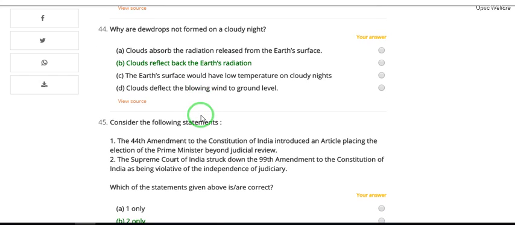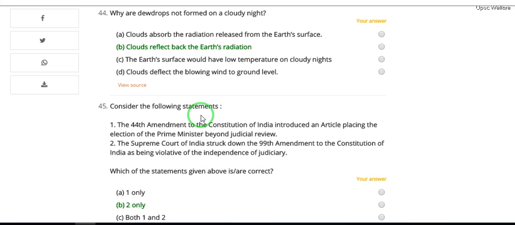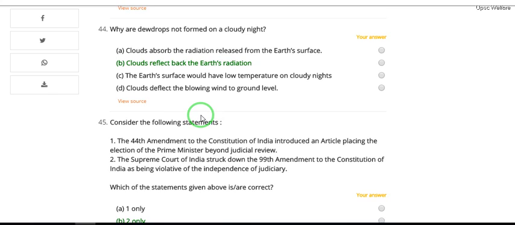Now question number 44: why are dew drops not formed on a cloudy night? Cloud reflects back the earth's radiation, so that is going to be correct. Why is it so? The question is asking about cloudy nights. The cloud absorbs the radiation released from the earth's surface, of course that is correct. The earth's surface would have a low temperature on a cloudy night, of course that is correct. And the third one, clouds deflect the blowing wind to ground level, it's also correct.